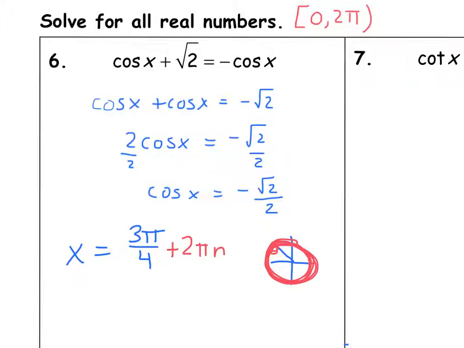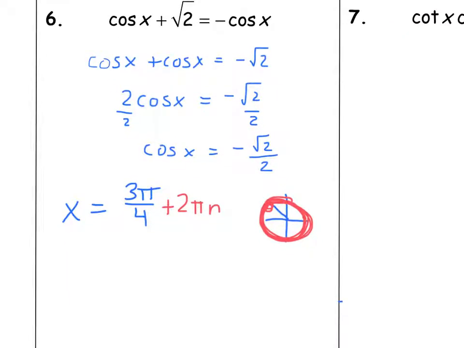So effectively, we're adding a period with a variable, because every time you times 1, times 2, times 3, times 4, that's how many loops you do, how many cycles you do. And we're going to say the same thing for the other result, 5 pi over 4, and we just say plus 2 pi n.